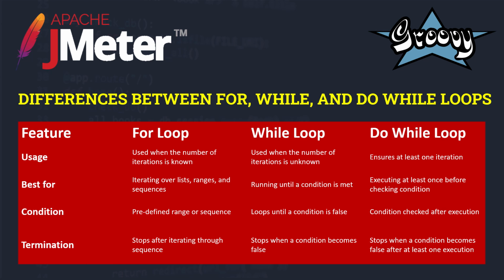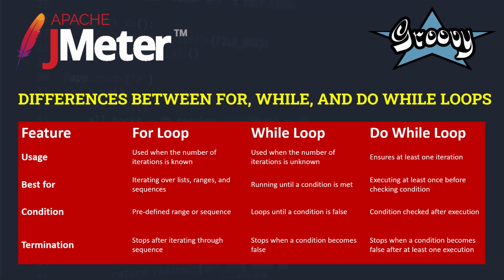And when we talk about the while loop, it will run until a condition is met. So the while loop is based on conditions. That's why we don't know the number of iterations. And when we talk about do while, it executes at least once before checking the condition. So it will execute once, and after that it will keep checking the condition.